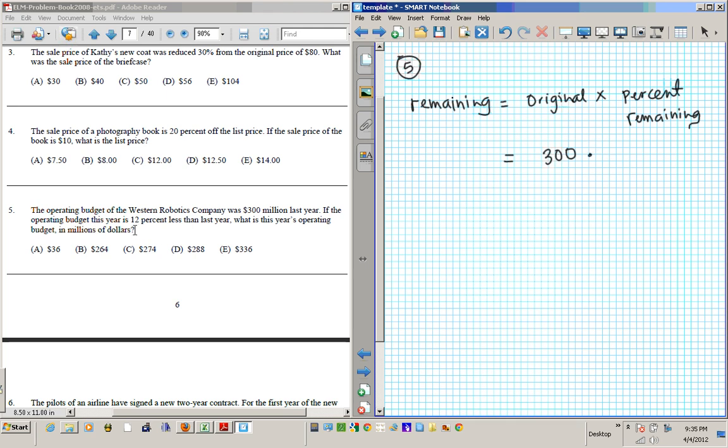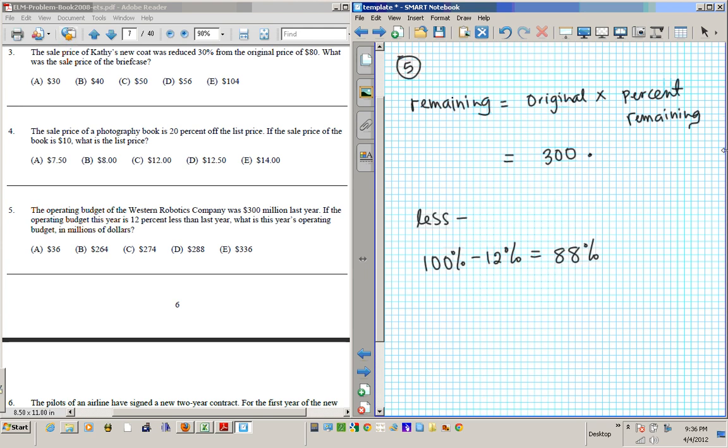If you take 12% off, 12% less basically means you subtract, right? So 12% less than 100. So 100, I'm going to take 12 out of there, which leaves me with 88%. Okay, so we need the percent remaining, not the percent that's taken out. So percent remaining is 88%. So 88% of what I had before will give me the remaining amount.